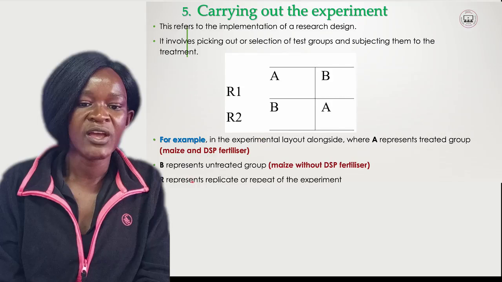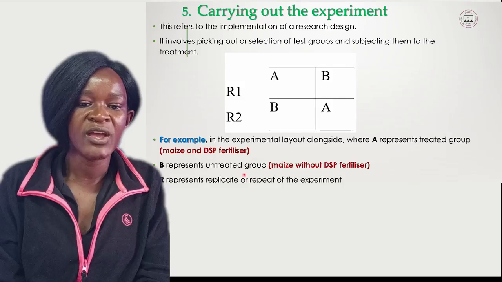R represents to replicate or to repeat. Each and every experiment, it is important to repeat. R stands for replication. Just because we are aware that in the field, you may have some environmental differences. We can talk of the soil factor can be different. In plot 1, there is a different type of soil. In plot 2, there is a different type of soil. Or the other plot is fertile, or the other plot is not fertile.